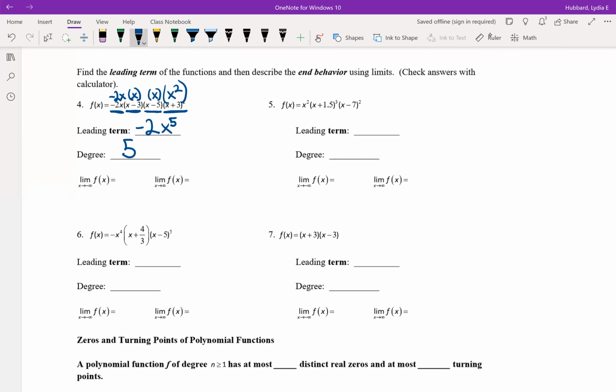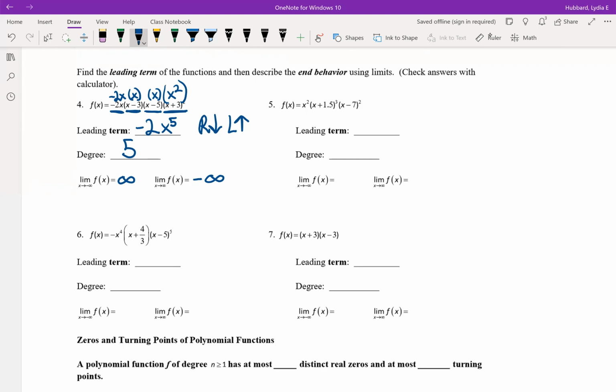So this one has a negative leading coefficient. So that's telling me that my right side should be going down. But it has an odd degree. So that tells me my left is doing the opposite of my right and it's going to go up. So my limit as x approaches negative infinity, that's on the left side, so that means my graph is going to infinity. And my limit as x approaches infinity, that's on my right side and it's going down. So it's going to negative infinity.